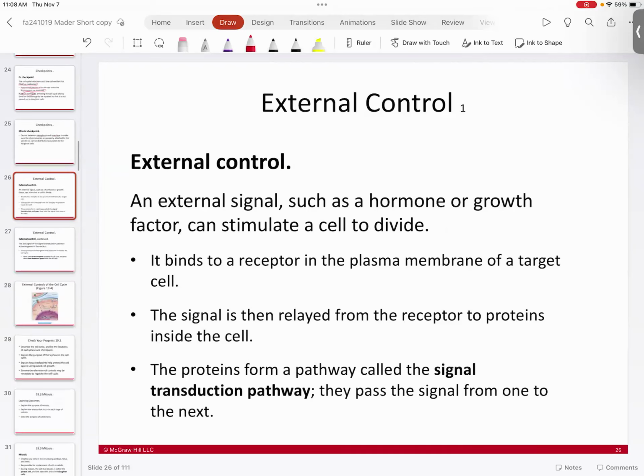So your external control that we see is essentially coming from outside. These are signals coming from outside telling the cell whether or not it needs to divide. Typically these are hormones and growth factors, and these are typically what's stimulating division. Normally what's going to happen is these growth factors will come in, they'll bind to a receptor that's on the plasma membrane of a target cell. And this receptor will then communicate into the internal part of the cell, relay that signal to the proteins inside, and that will basically tell that cell to do whatever it needs to do. This is a process called signal transduction.